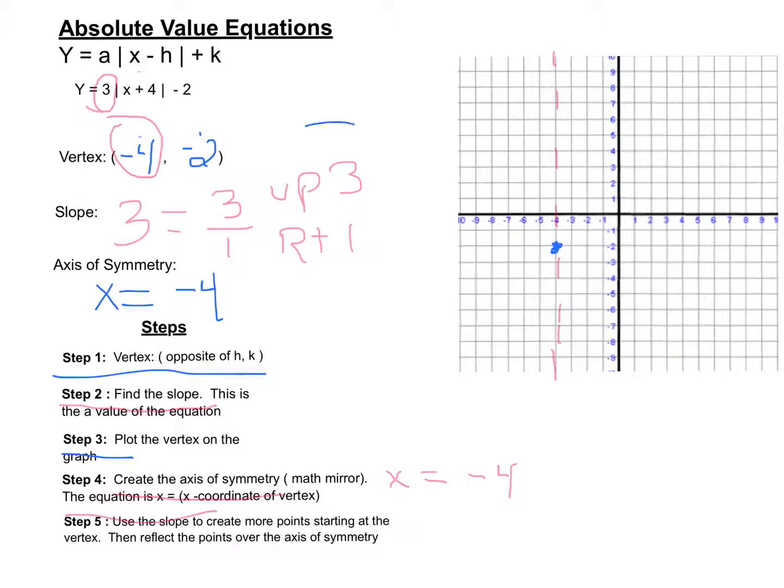My slope... Daddy, that looks like a 1. Oh, but it's a 4.